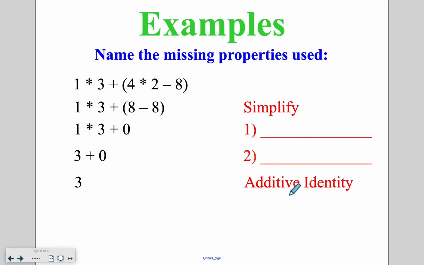Go ahead and fill in the properties used to get from here to here for property 1 and here to here for property 2. First one is our additive inverse, 8 minus 8, a number and its opposite being subtracted. And then we have, not adding 1, multiplying by 1 with the 1 times 3, and that's your multiplicative identity.